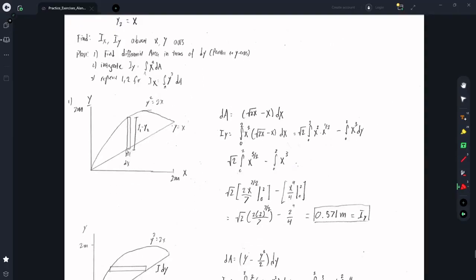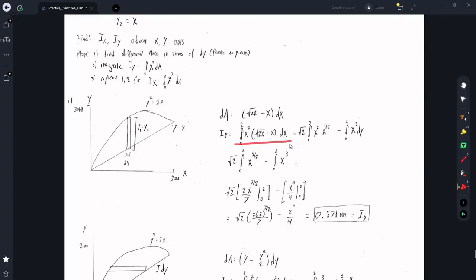So for the first one, this is the differential area here. Its height is going to be this top line minus the bottom line. So in terms of x, that is root 2x minus x, and then the width of the differential area is dx. So our dA is equal to root 2x minus x dx.